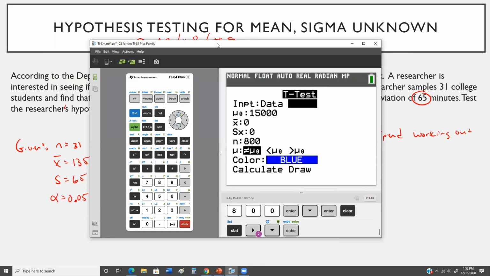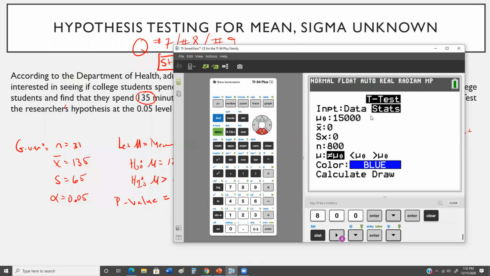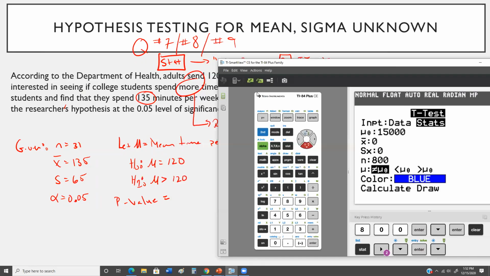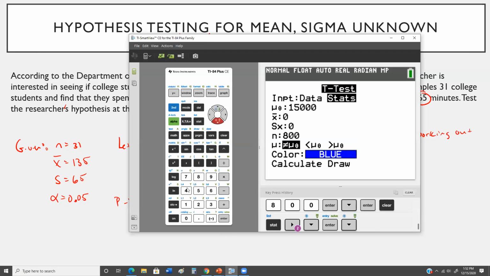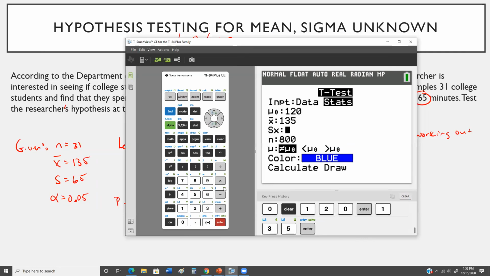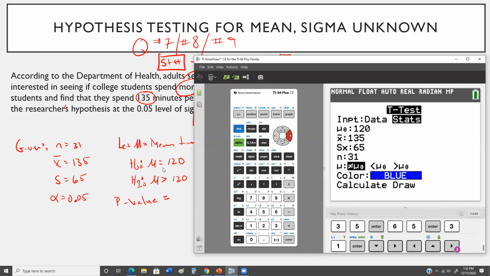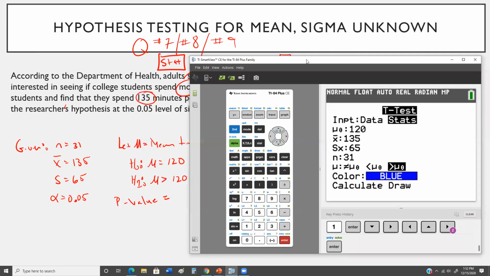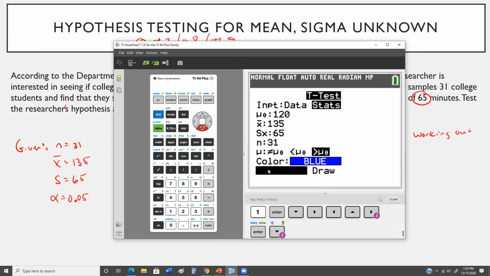So you're going to click stats. Mu sub zero, that's what you have in the null hypothesis, so that's 120. X bar is 135. S sub X was 65 minutes, the standard deviation. And this researcher sampled 31 college students. Then you just have to go down and make sure that you select the test that matches the alternative, which is a greater than sign right here. And then I'm going to scroll down to calculate.